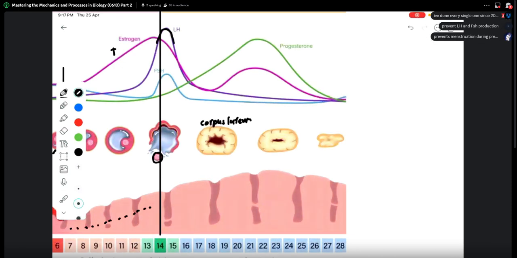So why are FSH and LH needed to be inhibited? Why must they be inhibited? Inhibit and prevent are the same word. So why are FSH and LH inhibited?